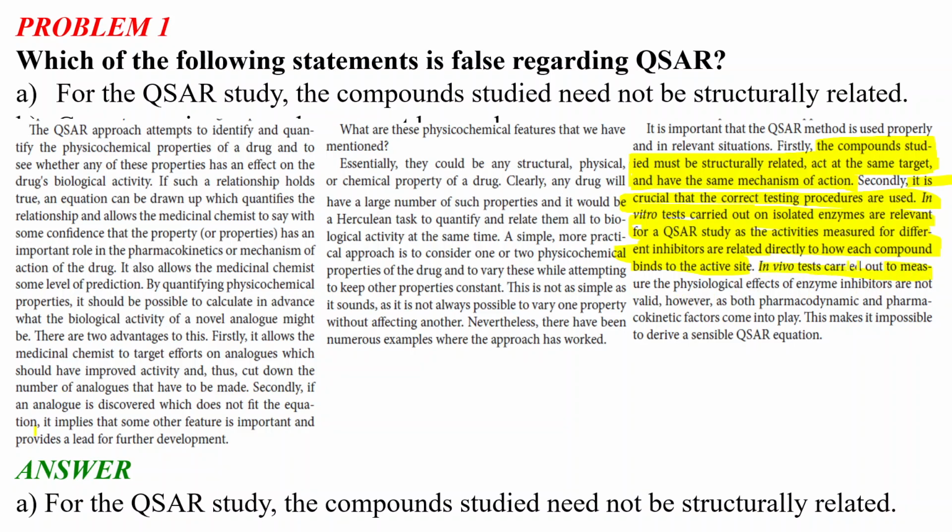This is important: the in vivo tests carried out to measure the physiological effects of an enzyme inhibitor are not valid, as both pharmacodynamic and pharmacokinetic factors come into play. It is impossible to derive a sensible QSAR equation from in vivo data, because in vivo data depends not only on the effect of the drug on an enzyme, but also on the pharmacokinetics and pharmacodynamics of that drug in the body of the patient. That is why in vivo data is not relevant, but in vitro data are relevant, because they are performed on an isolated enzyme. Now I will go to the next problem.